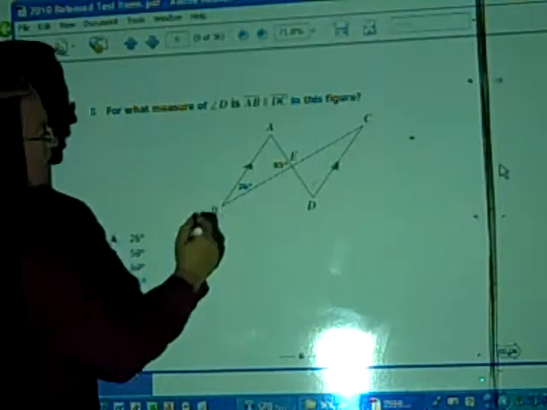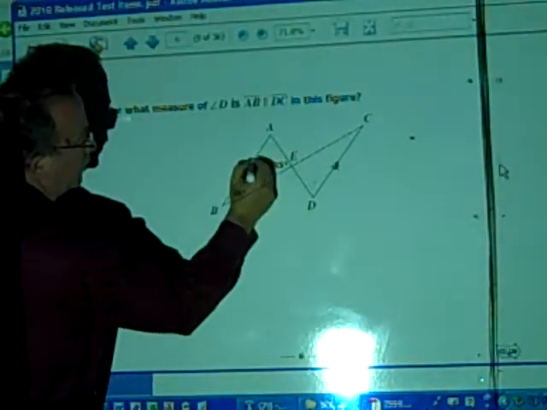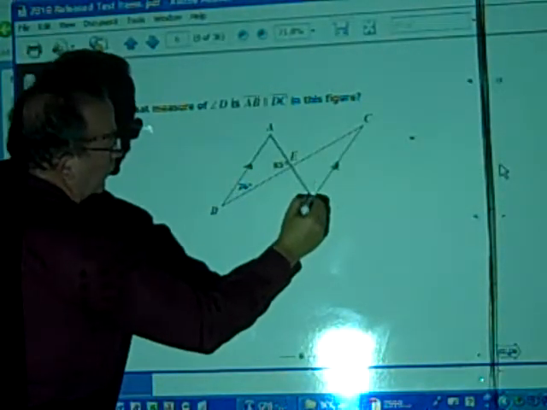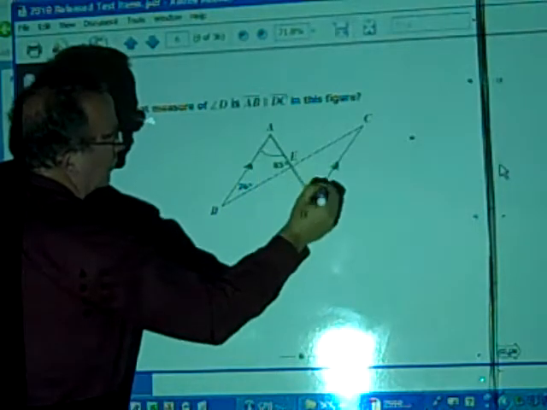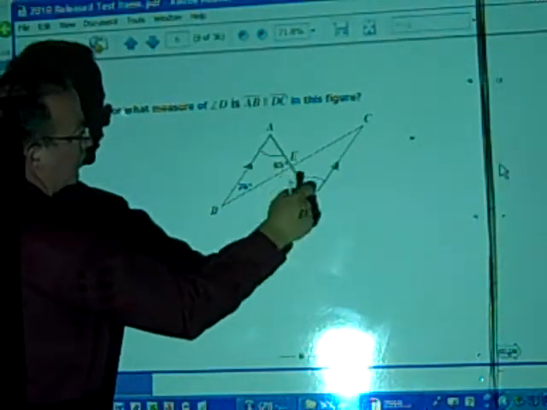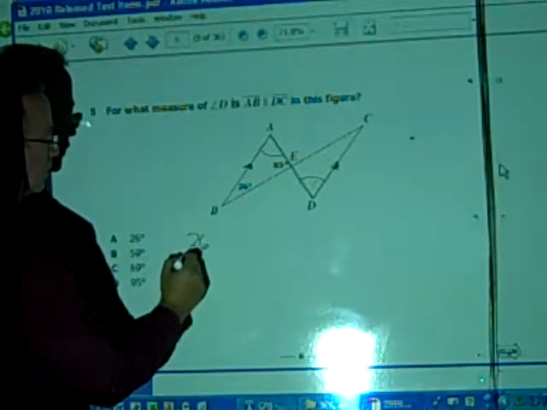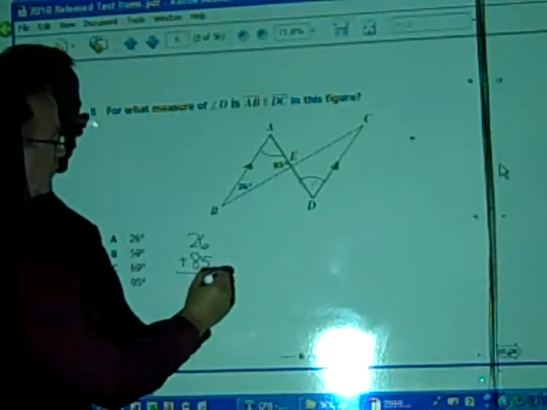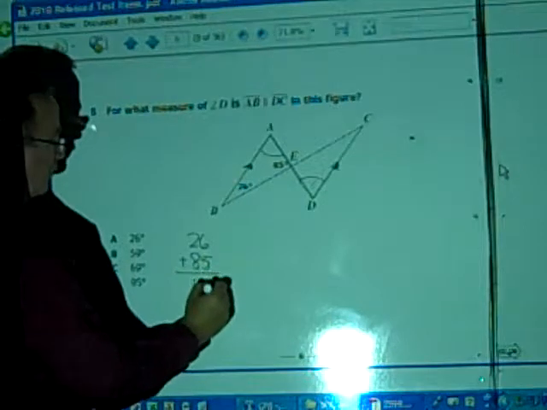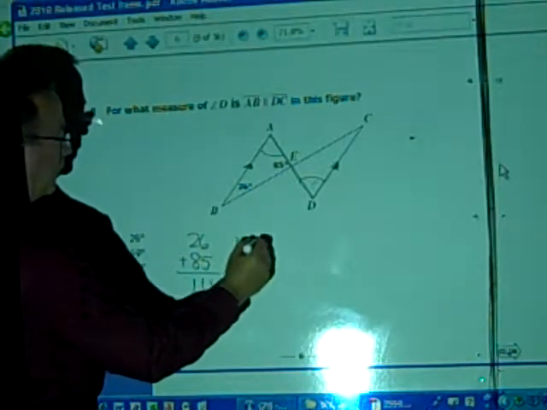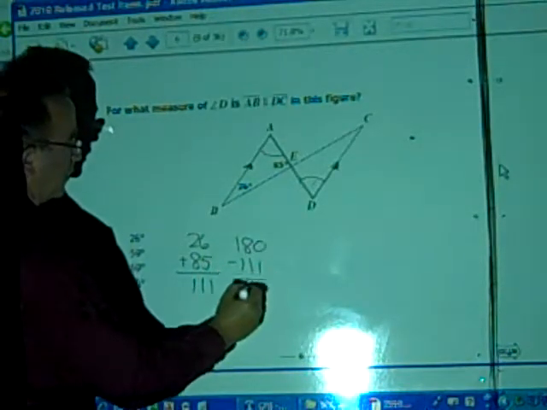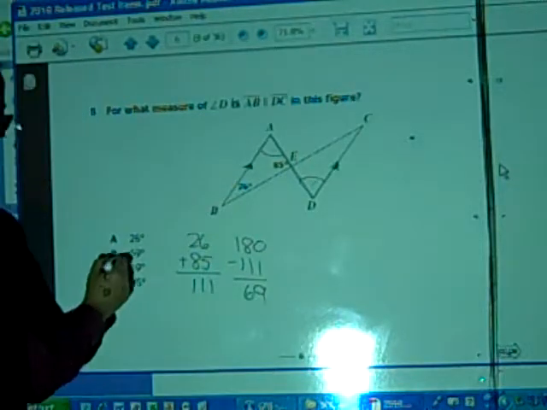Okay. So first of all, if these are parallel, that gives us a shape that we know about right here. That makes the Z. That means that these angles are going to be congruent to each other. So if we find this one, we'll know what that one is. So to find that one, we're going to add 26 plus 85, and that gives us 111. We're going to do 180 minus 111. That gives us 69. Answer is C.